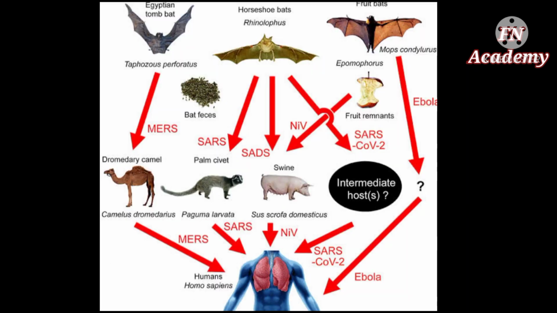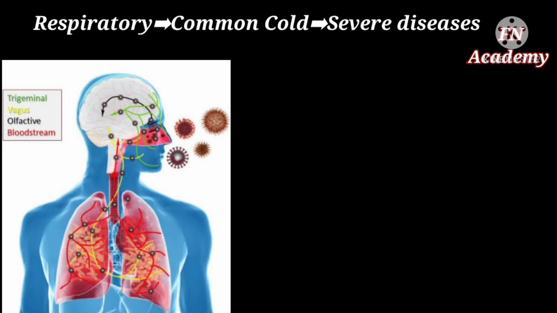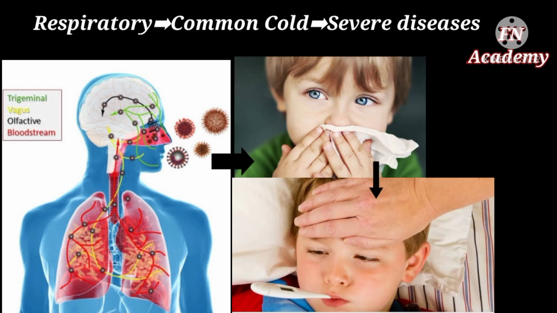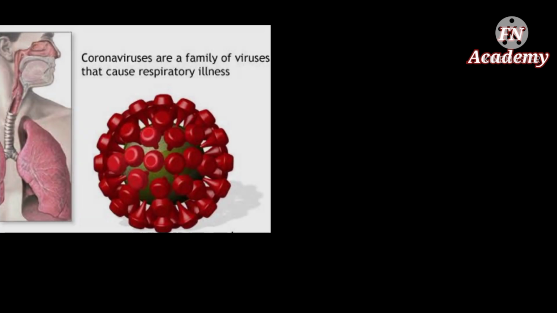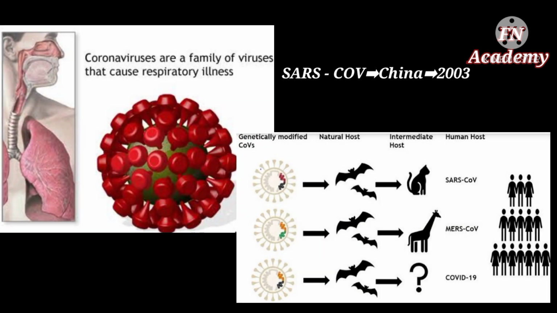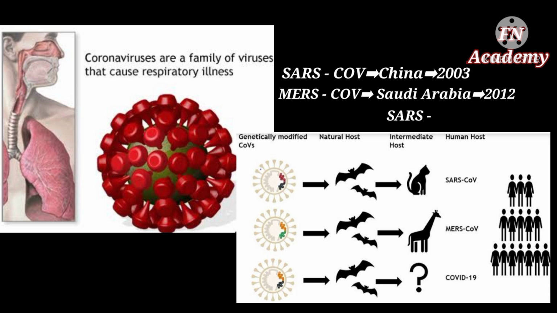There are different types of coronaviruses that cause illness in humans and animals. In humans, coronaviruses can cause respiratory infections ranging from the common cold to more severe diseases. These include the severe acute respiratory syndrome coronavirus, first identified in China in 2003, the Middle East respiratory syndrome coronavirus, that is MERS, first identified in Saudi Arabia in 2012, and SARS-CoV-2, the name of the virus that caused COVID-19, first reported in December 2019.